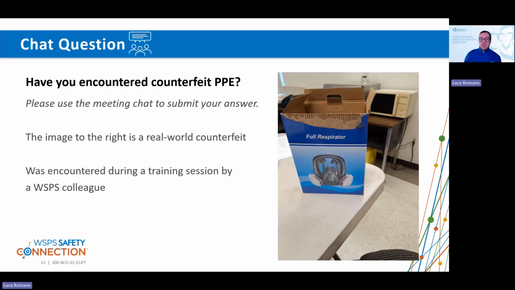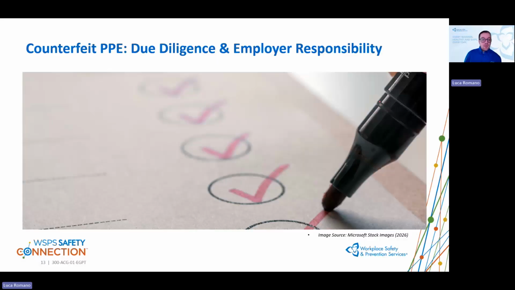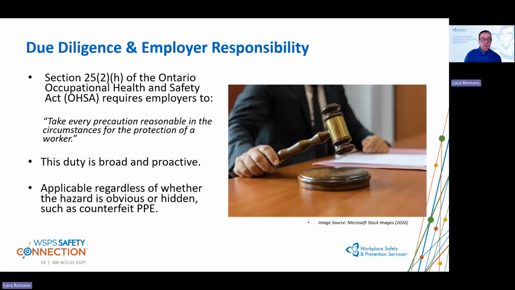So, okay, this is great. Based on the anecdotal responses that have been provided, we can see that there have been experiences with this as a problem in Canada and in Ontario. So we're going to look at different lenses. We're going to start off looking at due diligence and employer responsibility when it comes to counterfeit or fake personal protective equipment. So we're going to start by looking at some of the legislation and how it relates to fake PPE as a hazard.